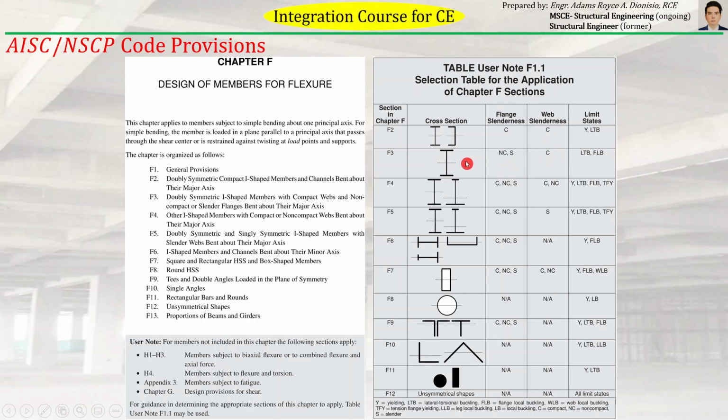Usually, the governing limit states there are lateral torsional buckling, or LTB, and flange local buckling. And if your cross section is compact, non-compact or slender in the flange, and the web is compact or non-compact, you can refer to F4 and so on and so forth. So you can just refer to this if you want to know the particular code provision in chapter F that you need for a particular section, flange and web slenderness, as well as limit states.